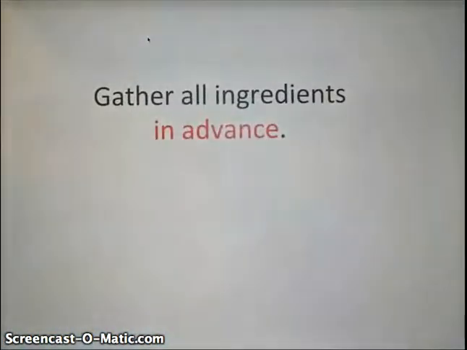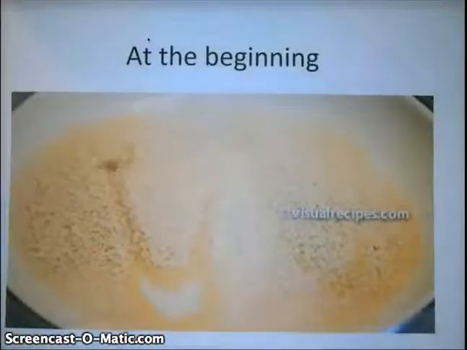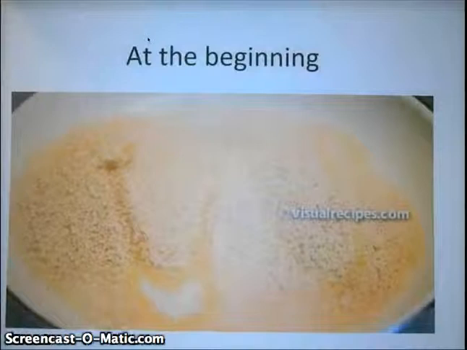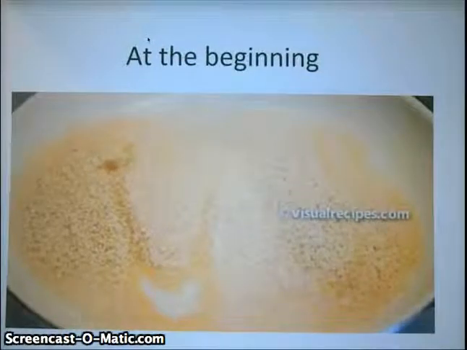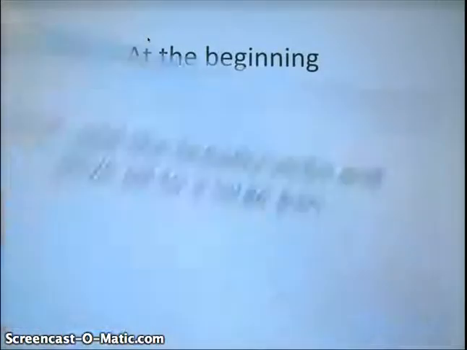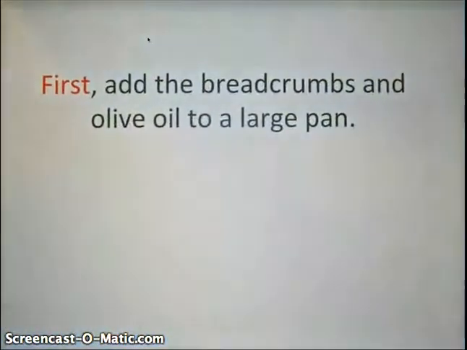One common English signal here is in advance. Gather all ingredients in advance. Stage 2 is at the beginning, where the sequence steps actually start. The normal English signal word here is first. First, add the breadcrumbs and olive oil to a large pan.